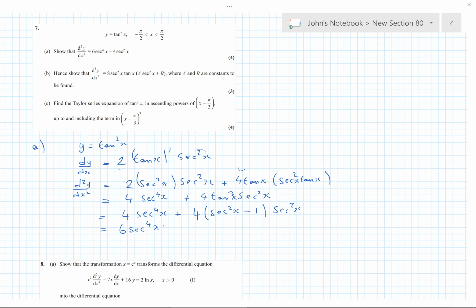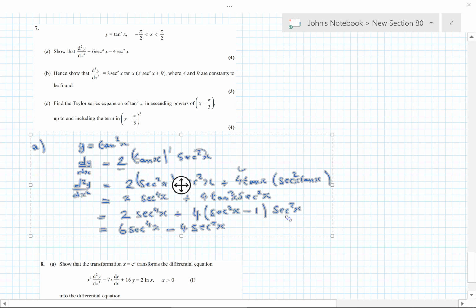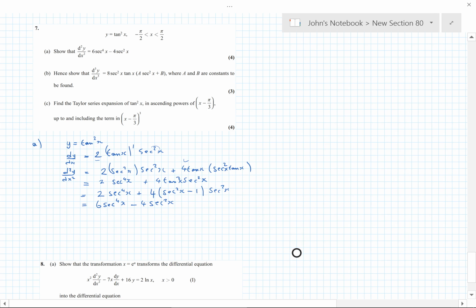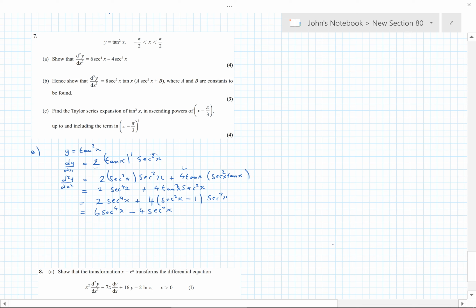minus, I've done something strange here. Seem to change a 2 to a 4 and a 4 to a 2. Anyway, there we go. That's 2 tan x there. So seem to have got those two the wrong way around. But anyway, we've got there. So it's 6 sec to the 4x plus, because that's minus 4 sec squared x. We got there in the end. Wasn't particularly difficult either, but sometimes they get jumbled up like that. Okay, that's that one. Now let's do part B.